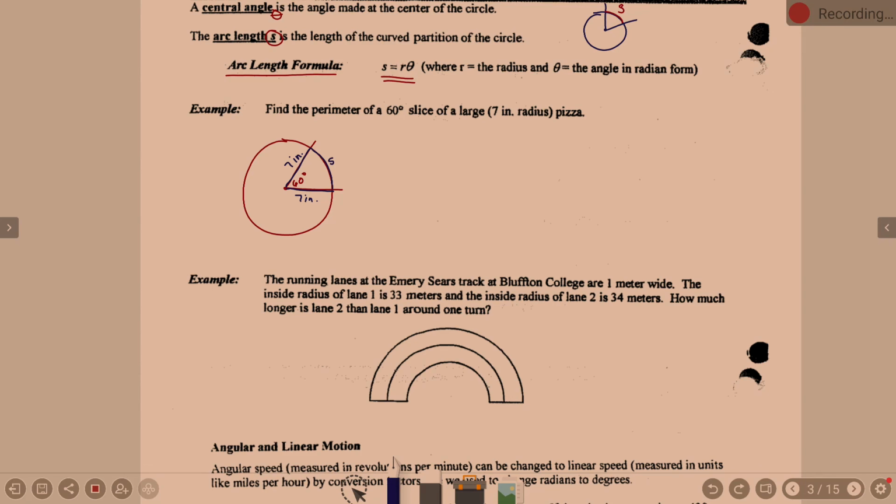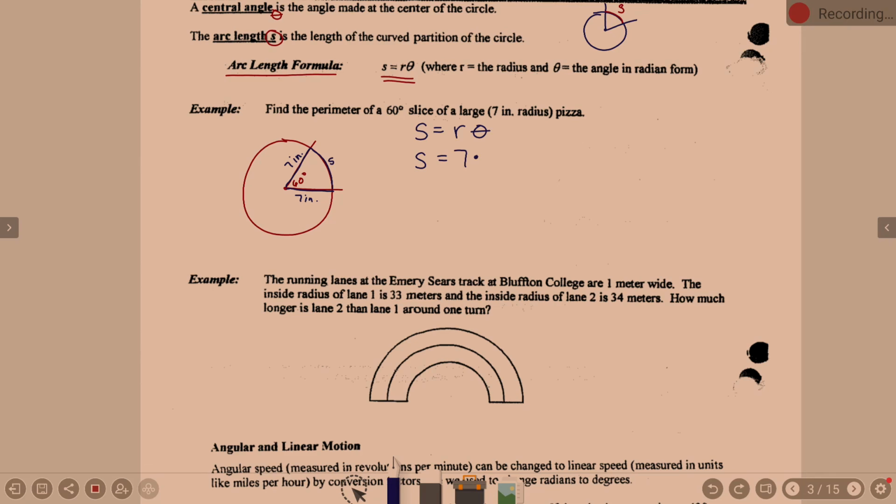And we were given a formula just now, right? S equals R theta. So, we're trying to find arc length. S equals R. What's R? 7. Times theta. What's theta? Pi over 3. I don't see pi over 3 in this problem, but you just know it.